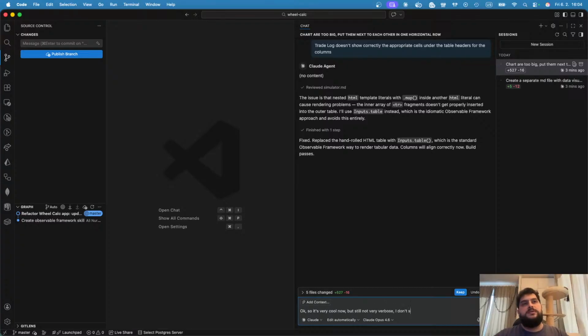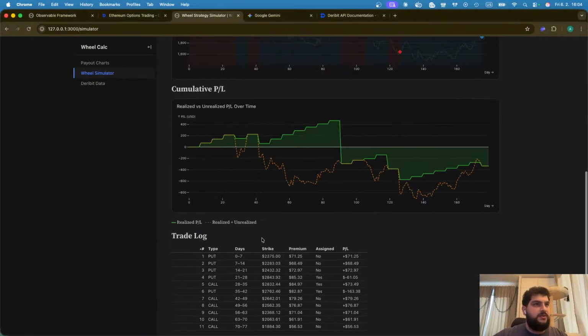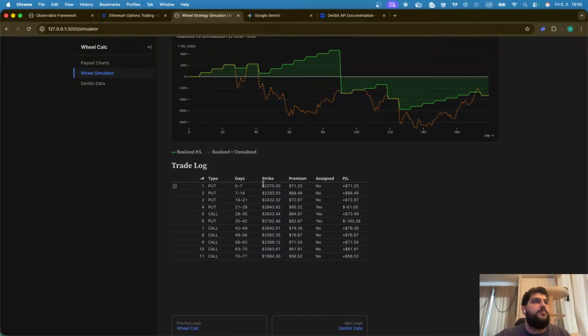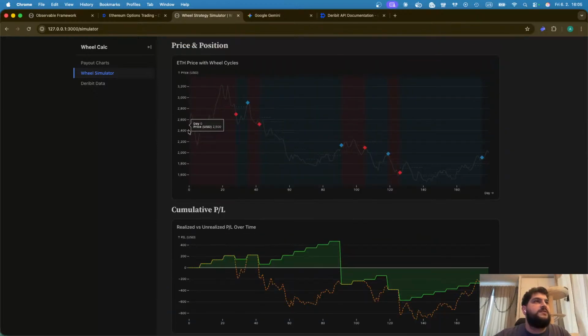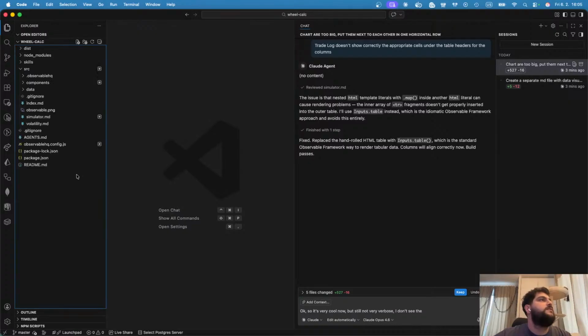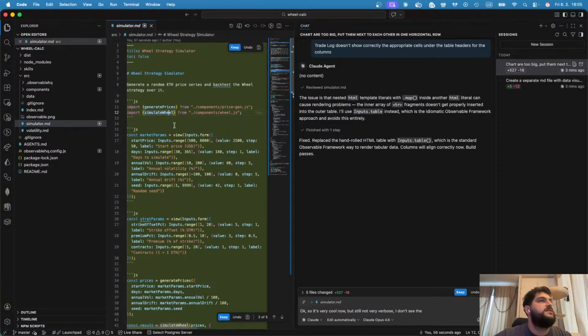I don't see the trade log. We have a trade log, but I don't think it's right. So we purchased on day one, on day zero basically, a put option with strike price 2000. Okay, maybe I see it now. So we purchased this one here. Oh, wait. Let's just make it default 30 days because it's a disaster.